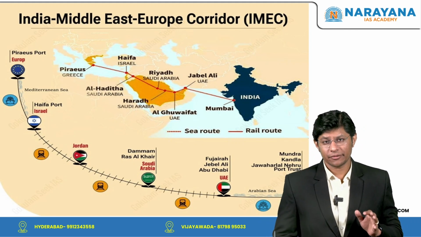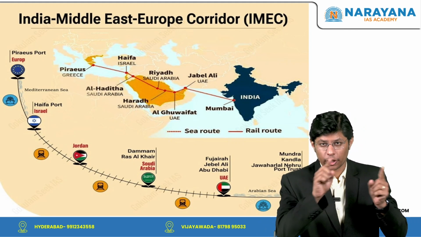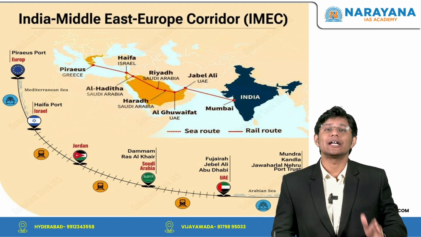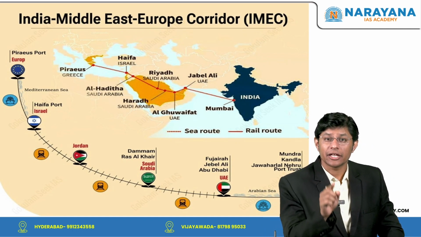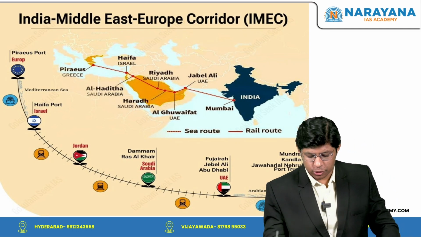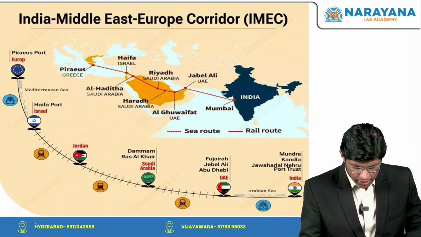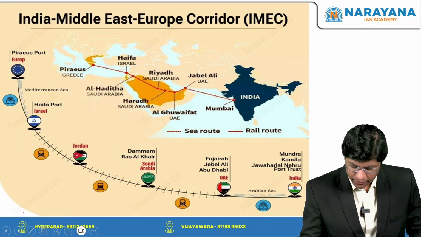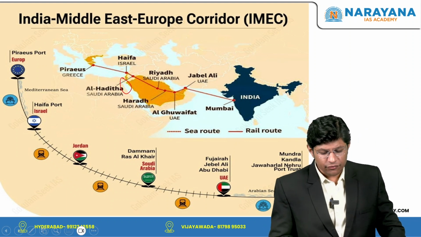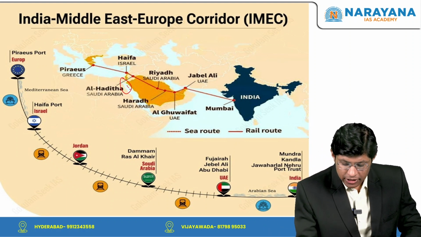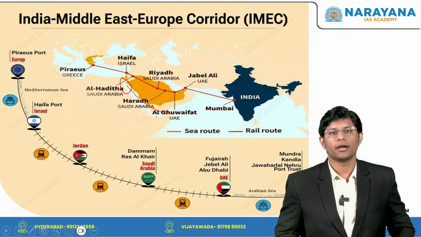IMEC, as it is referred to, this corridor aims to reduce transport time and cost by bypassing the Suez Canal. Now, let me show you the Suez Canal. So, this is the Suez Canal. As of now, the trade happens through this route, right?